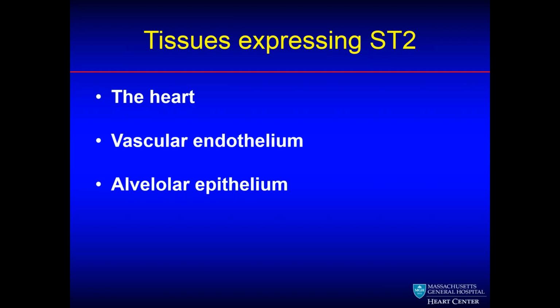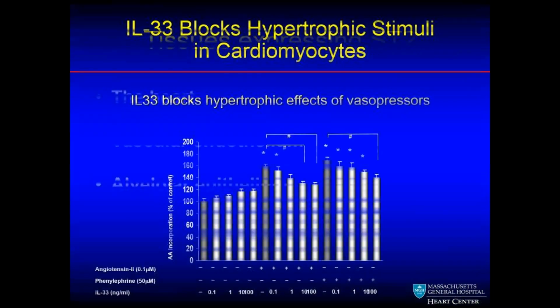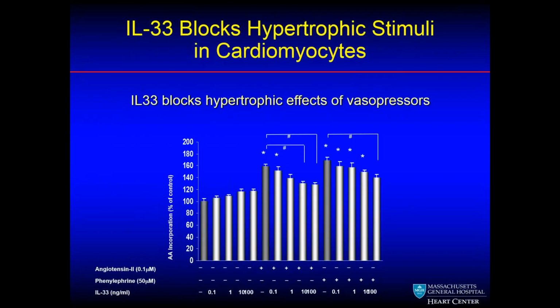Biologically, the role of ST2 is quite interesting. ST2 binds to interleukin 33. Interleukin 33 is a hormone in the body whose role is to exert a favorable effect. Interleukin 33 blocks cardiomyocyte hypertrophy. And for example, in this animal model, with exposure to angiotensin 2 or phenylephrine, if you also administer interleukin 33, one can block the development of hypertrophy in this animal model.